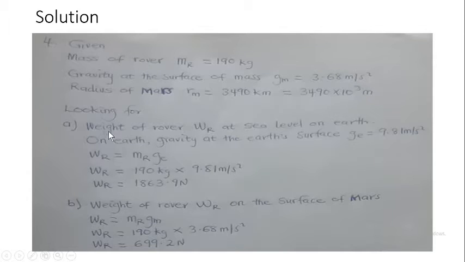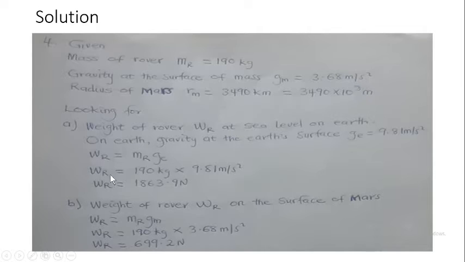Now we are looking for the weight of the rover at sea level on Earth. We know that gravity on Earth is 9.81 meters per second squared. So you carefully slot in the values of the mass of the rover and the gravity on the surface of the Earth.